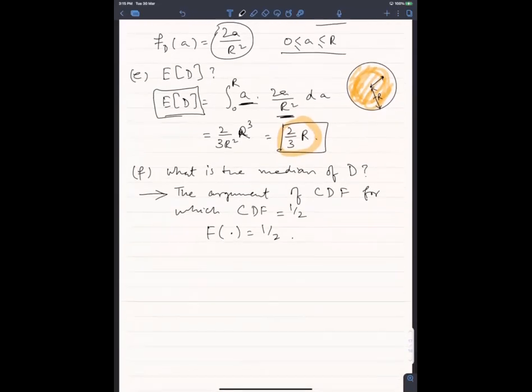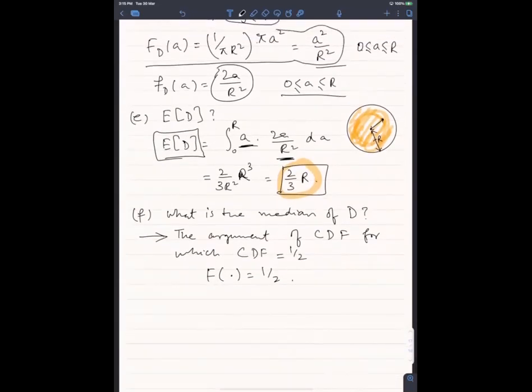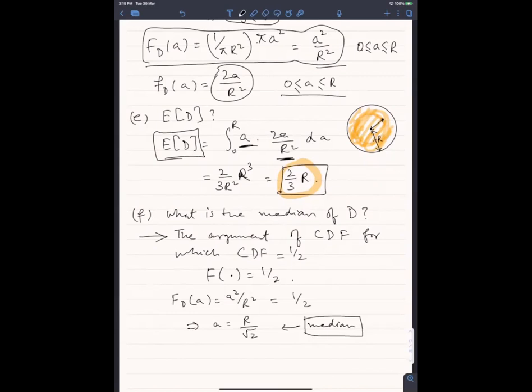We saw above how we will find the median: F_D of a was equal to a square over r square. Let's put it equal to 1/2, okay? Which means a is equal to r over square root 2. This is the median. This is the median where the CDF, the probability that x is less than or equal to this value, will be equal to 1/2. And you realize that this median, how does it compare with r/2? It is also larger than r/2, and it should be.